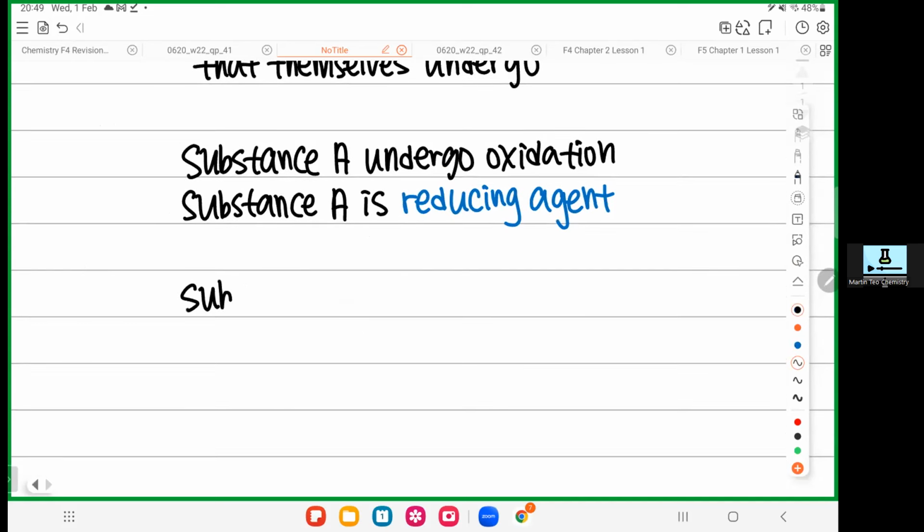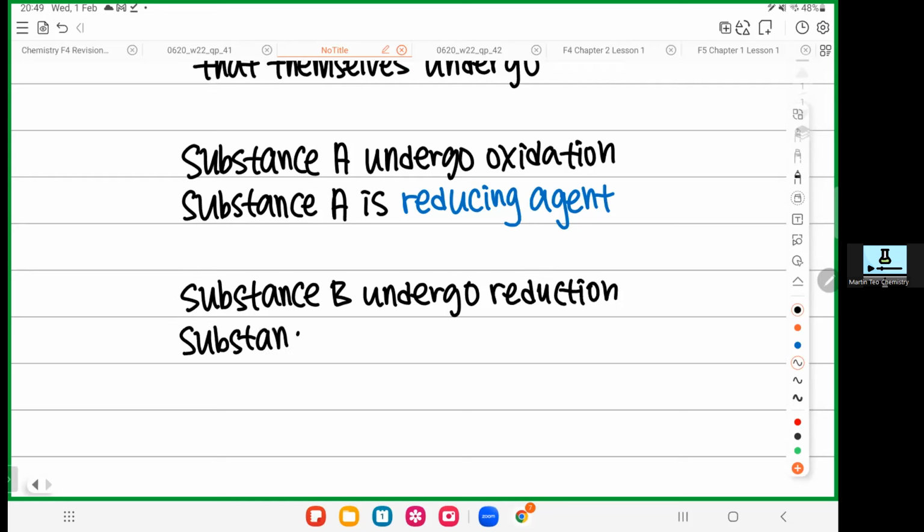Let's say I have another substance called substance B. This substance undergoes reduction. So if I undergo the reduction process myself, so who am I? I will be the opposite agent of this. The opposite of reduction is oxidation, so I am an oxidizing agent. So when you know what process you yourself undergo, you will know exactly what agent you are. So I undergo reduction, I am an oxidizing agent. I undergo oxidation, I am a reducing agent.